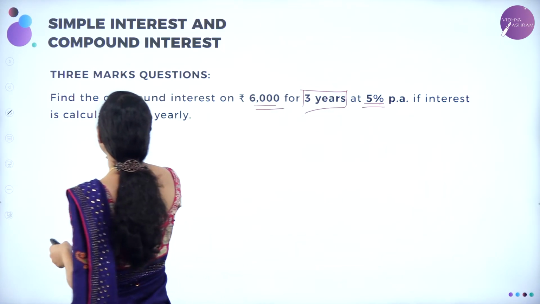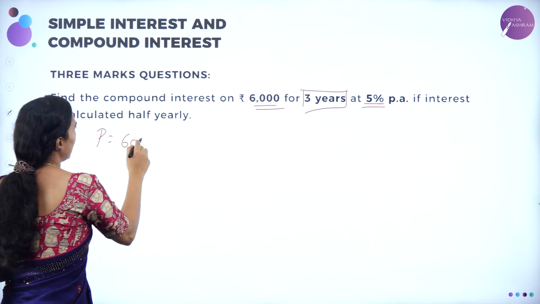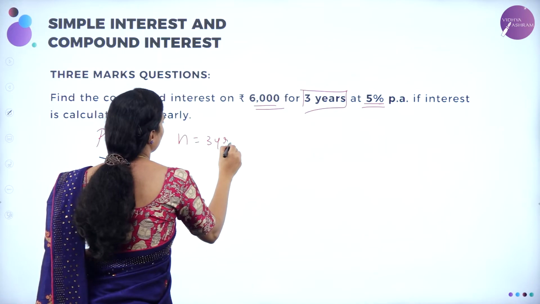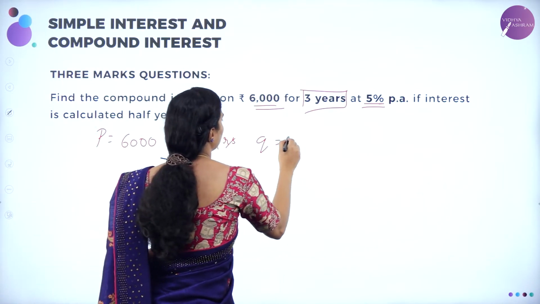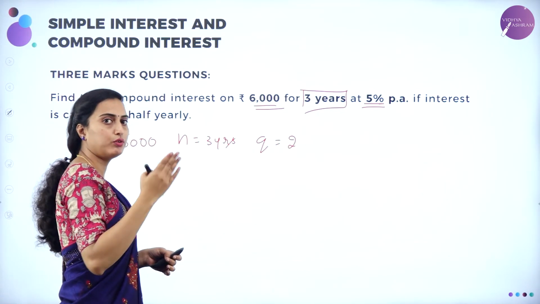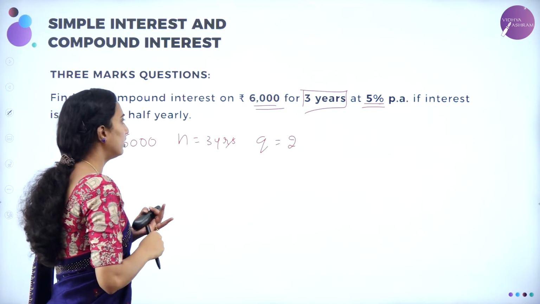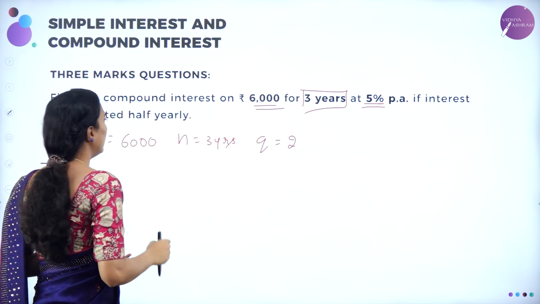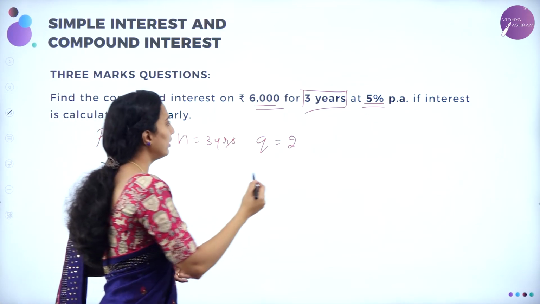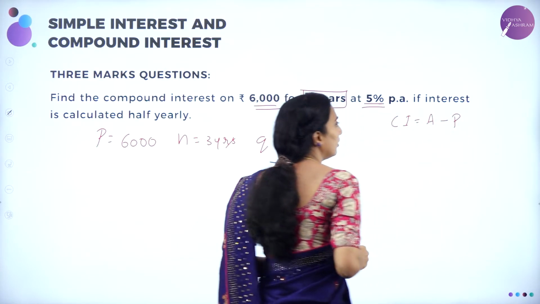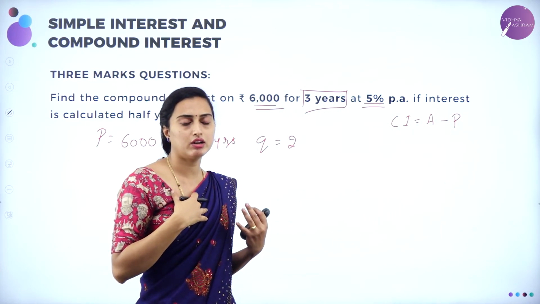So here they have given only P, 6,000, and n they have given as 3 years, and Q they have given as 2. Half yearly means you are going to have 2 times in a year, correct? So you need to find out the compound interest. Let me first calculate what compound interest is. Compound interest is given by A minus P, correct? We don't know A here. We need to calculate A now.